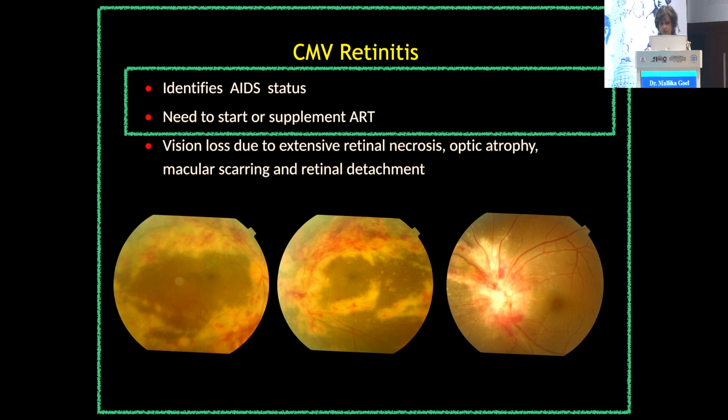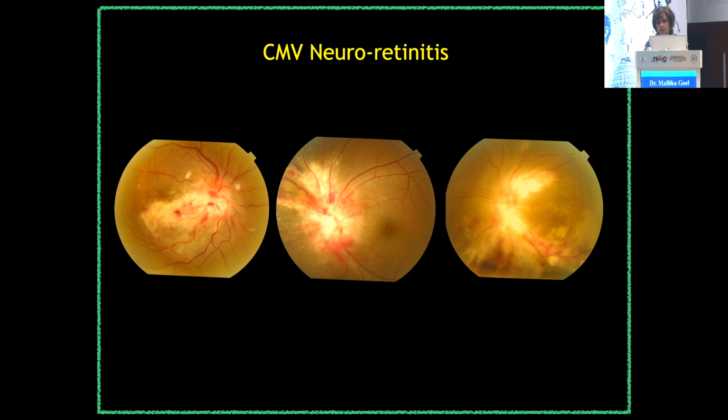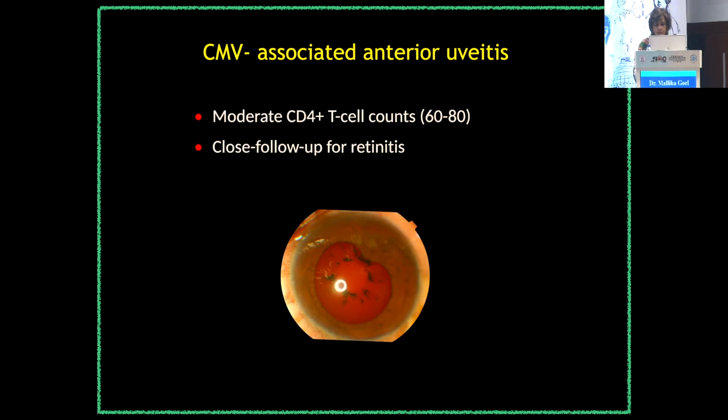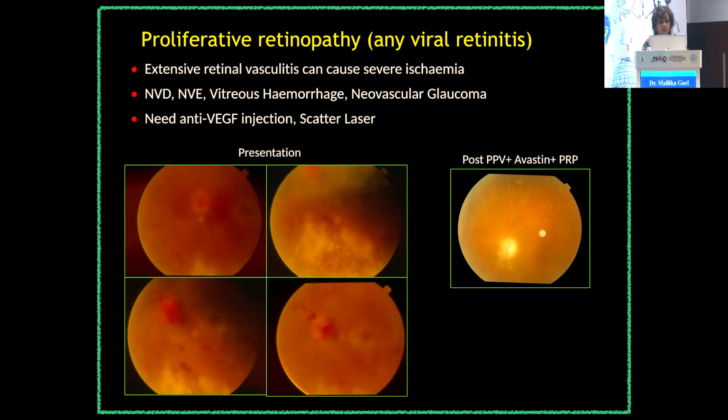Vision loss is common due to extensive retinal necrosis, optic atrophy, macular scarring, and retinal detachment. It could be very mild, occasional patches which can be missed. It can be neuroretinitis, retinal vasculitis, or in relatively less compromised patients, it can be just iritis. In these patients, you can suspect that this is CMV anterior uveitis and be on the lookout for retinitis. Some of them have severe vitreitis where you cannot see the retinitis but have to have clinical judgment.